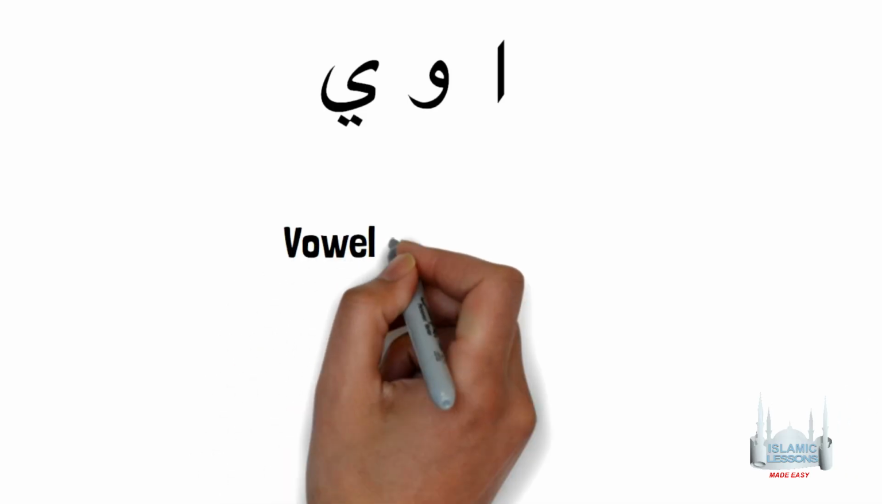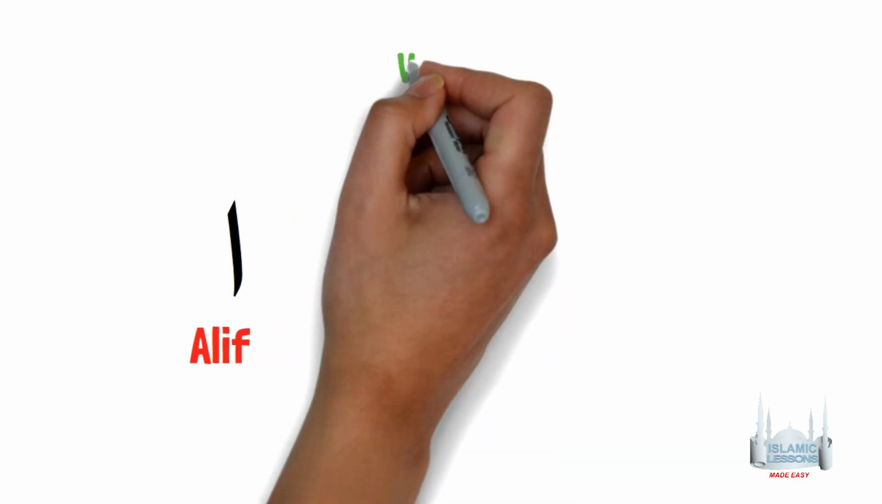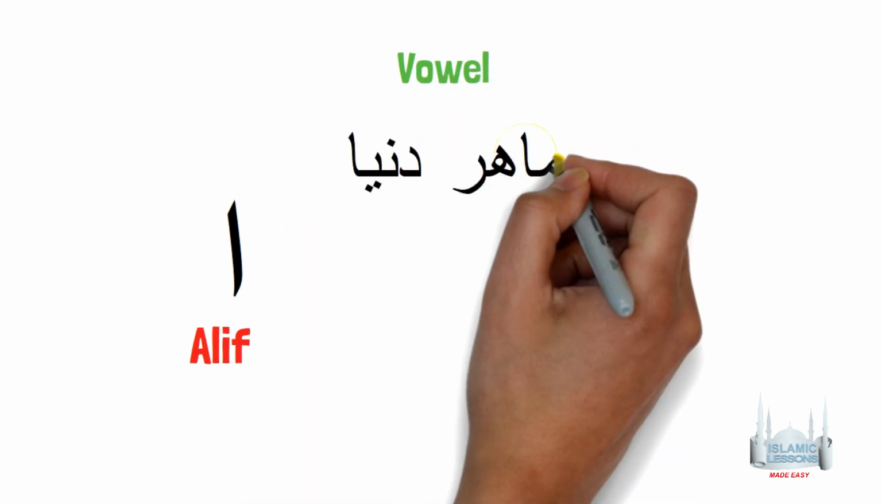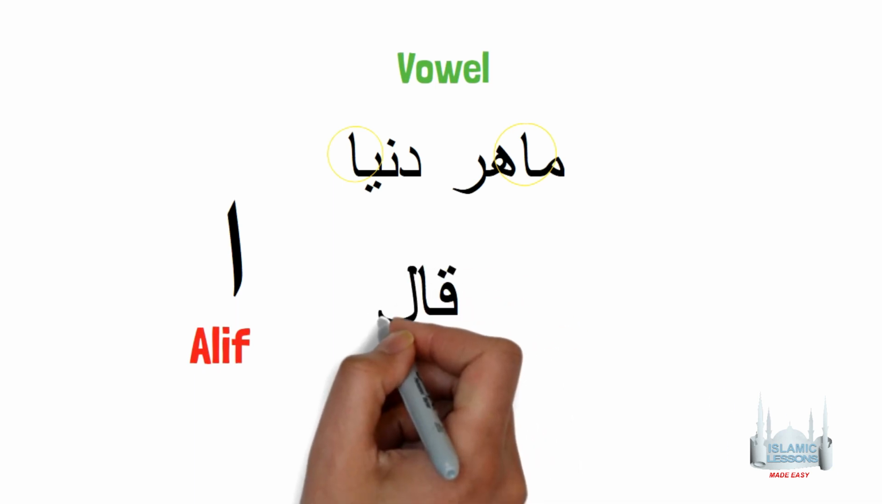Now these three letters that we will mention can sometimes be a vowel or a consonant. This letter is called alif. If the alif is a vowel, it looks like this. As a vowel, it never comes at the beginning of a word, only in the middle or the end of a word. When the alif is a vowel, the way we say the alif depends on the letter before it.